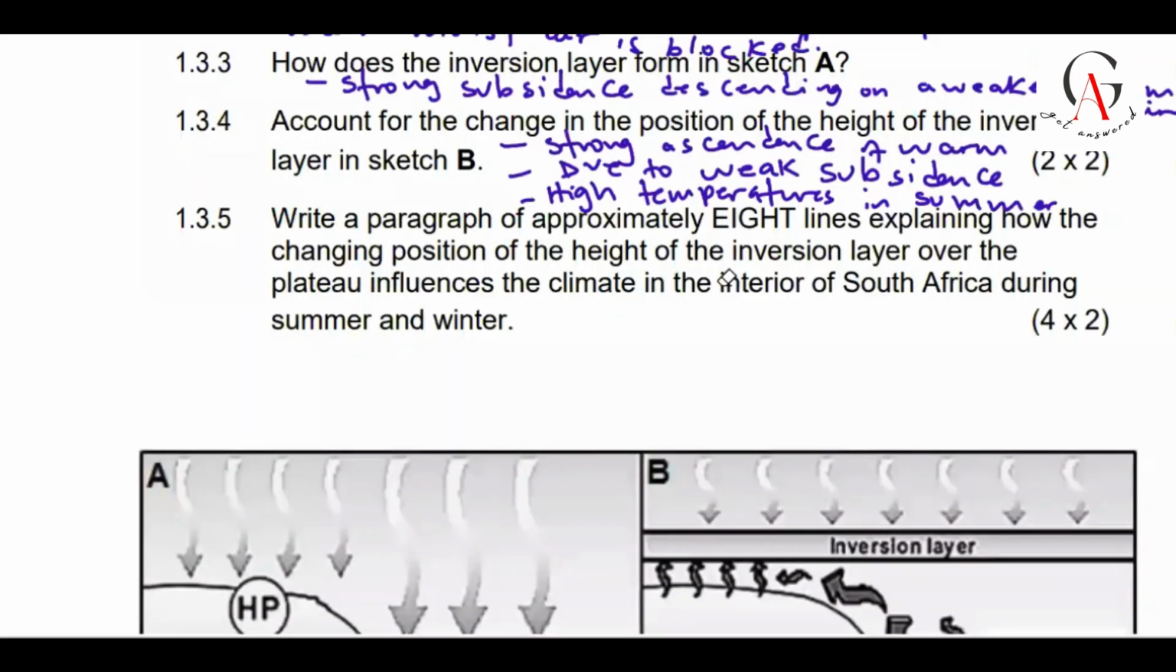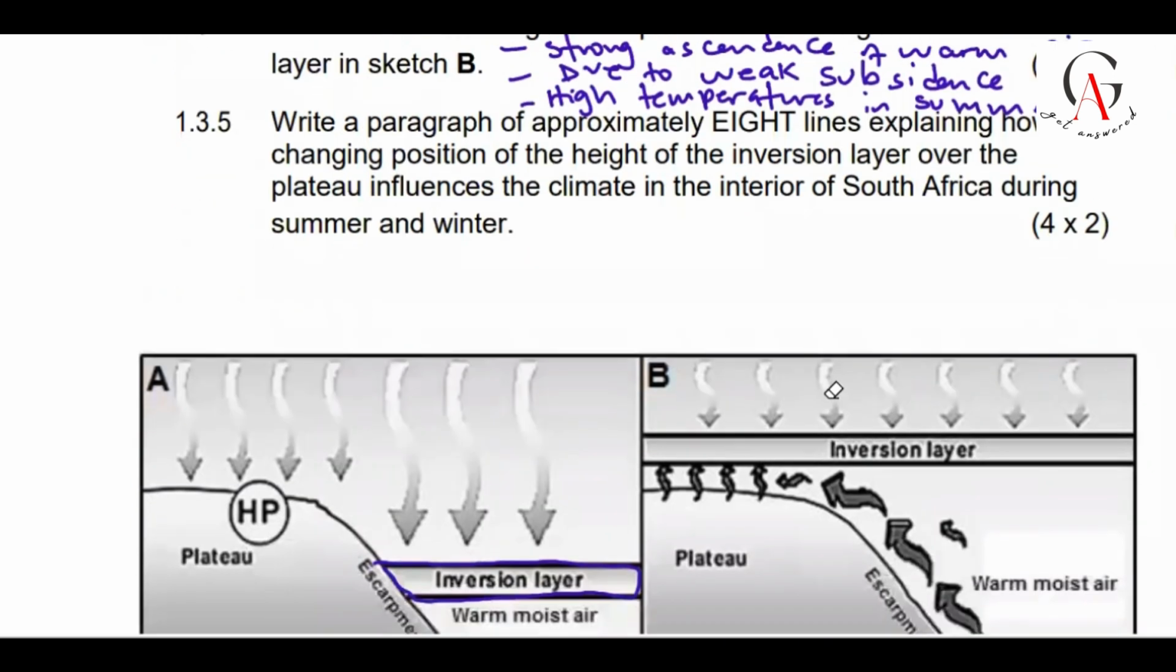Question 1.3.5 says, write a paragraph of 8 lines explaining how the changing position of the height of the inversion layer over the plateau influences the climate of the interior of South Africa during winter and during summer. Okay, the climate during winter and summer. It's 1.3.5. Let's start with summer.